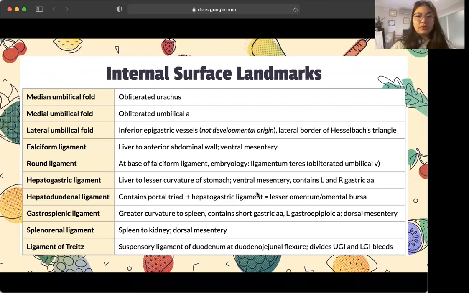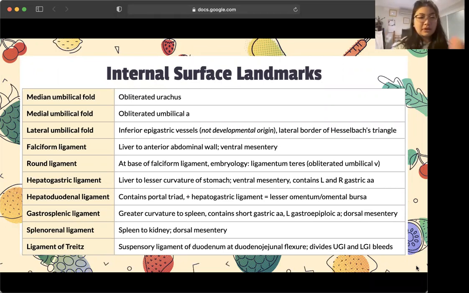Then moving to your dorsal mesentery, you've got the gastrosplenic ligament and the splenorenal ligament. We just want to remember that the gastrosplenic ligament, so we'll go through arterial supply to the GIT in a little bit, but remember that the gastrosplenic ligament is going to contain your short gastric arteries. This is examinable. So short gastric arteries, you can kind of remember, they come from the splenic artery, and then they have the word gastric in them, so gastrosplenic.